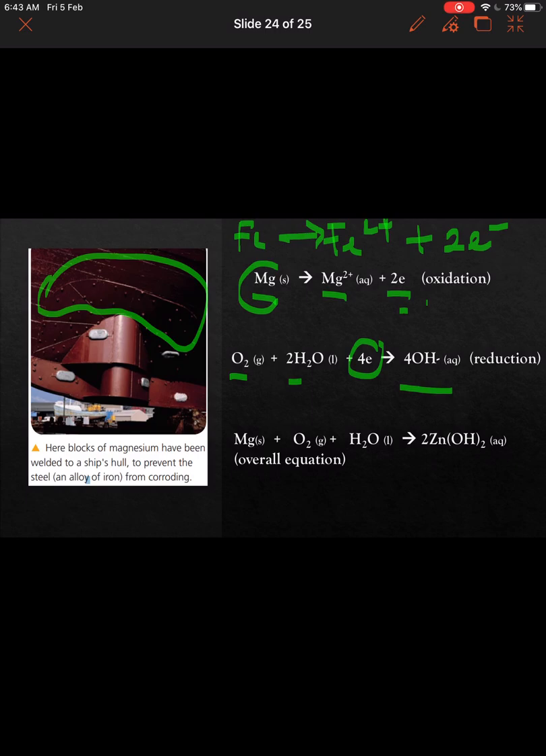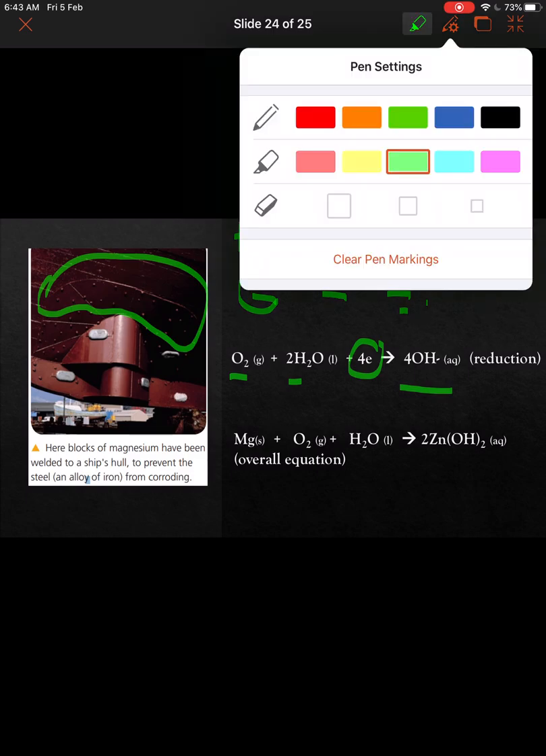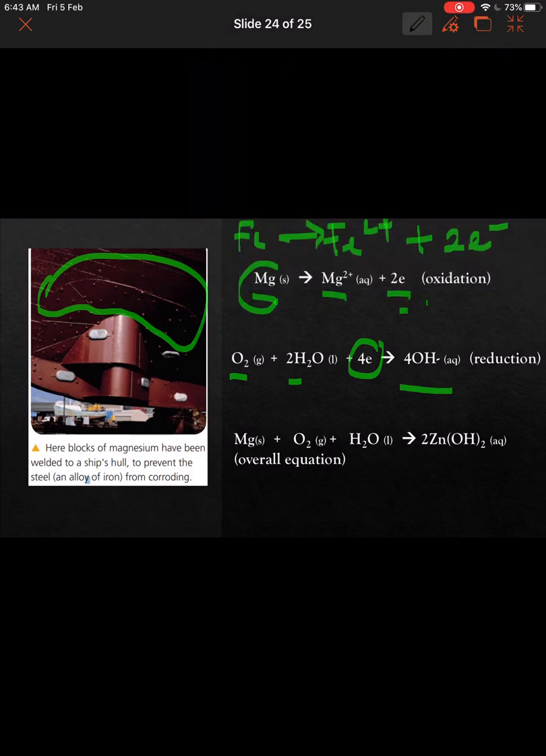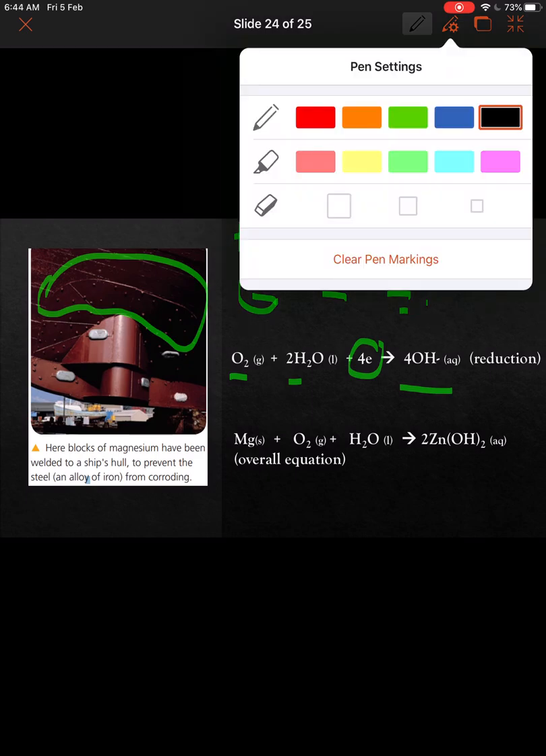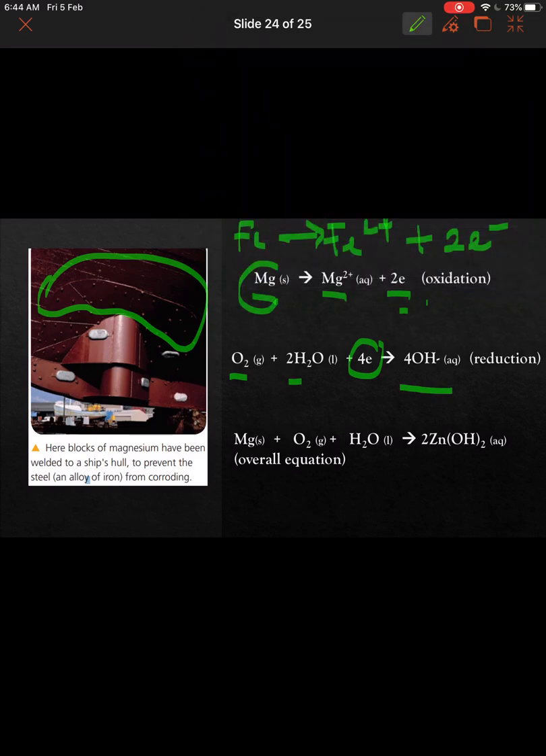Magnesium, there is a typo here. Magnesium reacts with water and oxygen to become magnesium hydroxide. There is a typo here. This is not zinc. This is actually Mg. Sorry, there is a typo. So that is it.